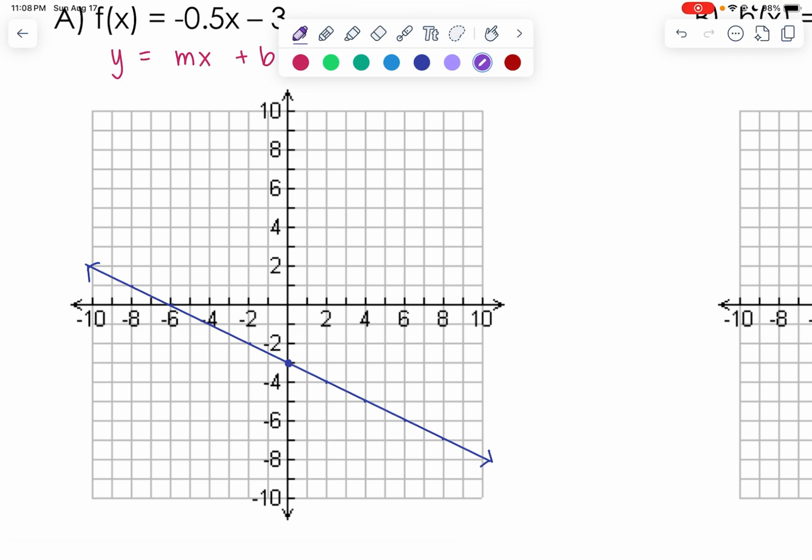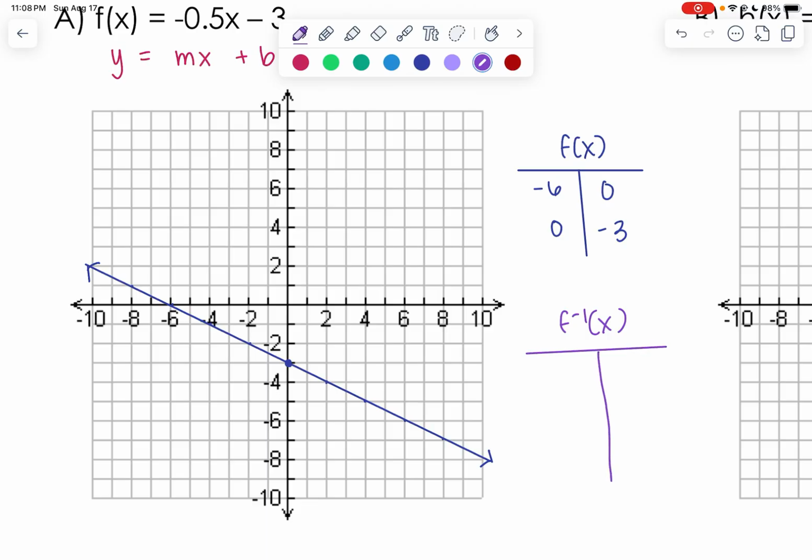If my original function, f of x, has the points, and I'm going to pick the intercepts, so I'm going to pick these two intercepts: -6, 0, and 0, -3, then my inverse intercepts should flip, meaning that now I have 0, -6, and -3, 0. And now I'm going to go plot those points on my graph.